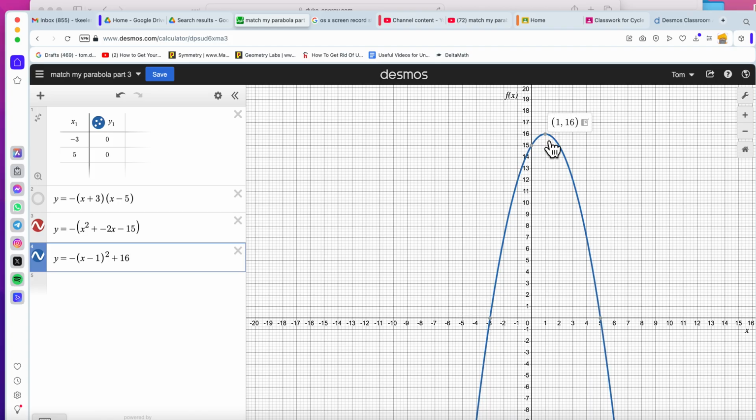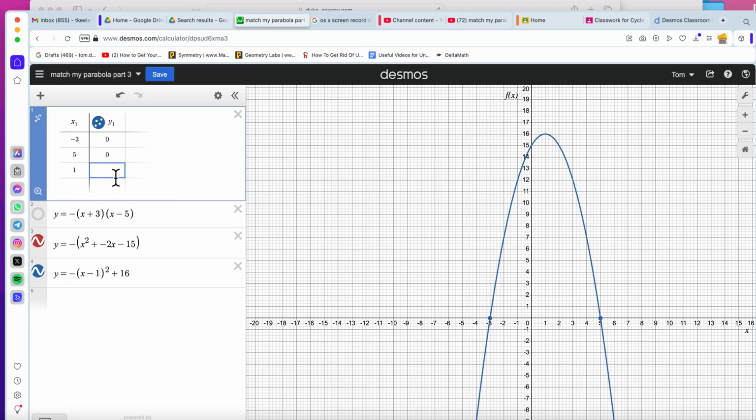You might say, well, what if I wanted to go through 1, 8 instead? So I want to go through that instead. Well, instead of 16, you want to have 8. So what could we do here? We could cut it in half, right? Would that do it? Let's see if that'll do it.